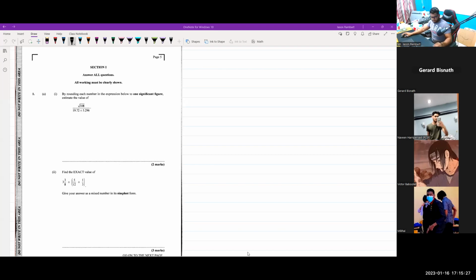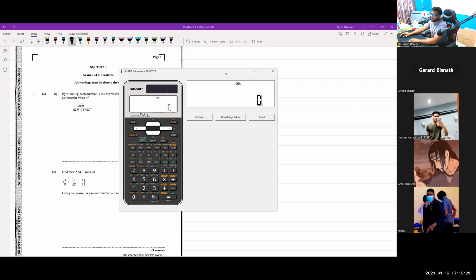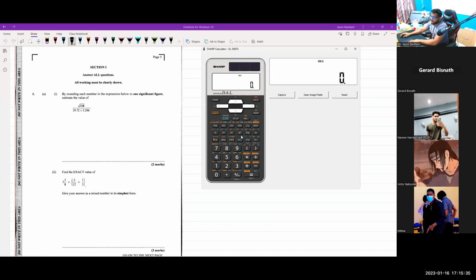All right, so you have a calculator, so might as well use it, right? The first question, by rounding each number in the expression to one significant figure. Let me check what the square root of 108 is. And they say rounding each number in the expression to one significant figure, that's going to be 10.